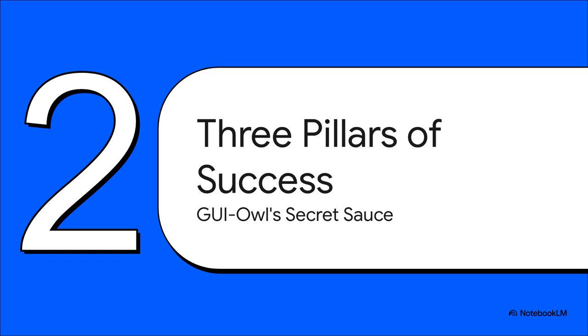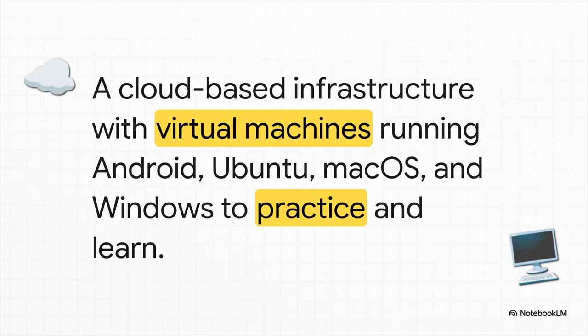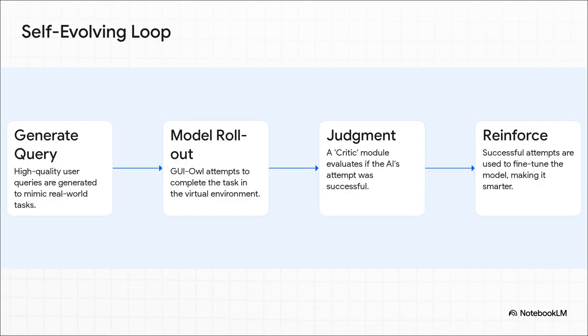Well, the secret sauce isn't just one magic ingredient. It's actually three key breakthroughs in how they train this AI. Let's dive in and break them down. Okay, number one. They gave the AI a giant virtual playground to learn in. We're talking about a massive, cloud-based setup with virtual machines running everything: Android, Ubuntu, Mac OS, even Windows. So this AI had this huge, diverse sandbox to just practice and learn in across all the systems we use every single day.